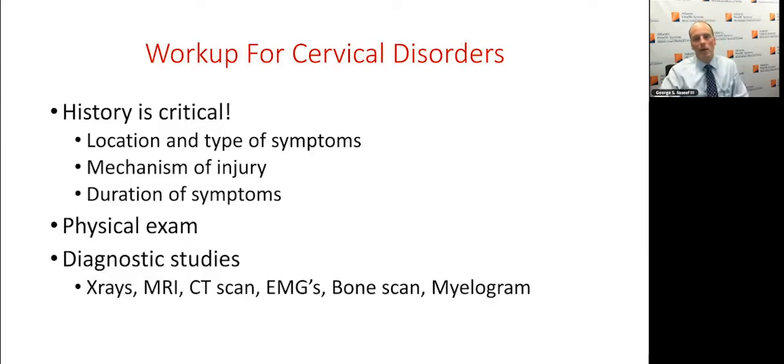So I'm going to take a step back again. I kind of jumped into stenosis and spondylosis, and let's talk more about workup for cervical disorders. History is critical. I ask a patient about the location of their pain, the type of pain. Is it sharp? Is it dull? Is it electrical? Is it numbness? Is it tingling? Was there an injury? How long ago was the injury? How significant was the injury? Duration of symptoms. Are we talking 3 months, 6 months, last night?